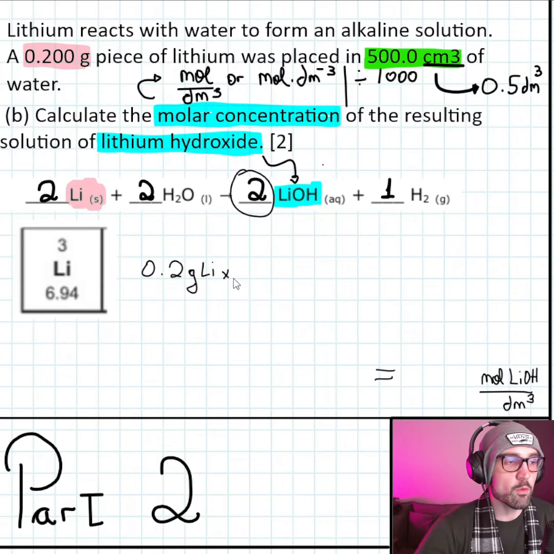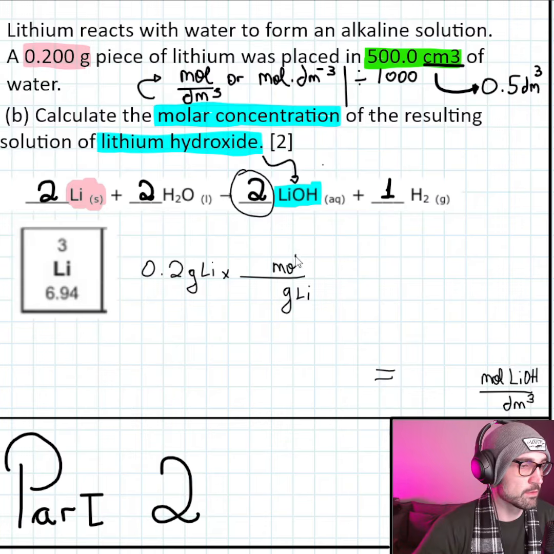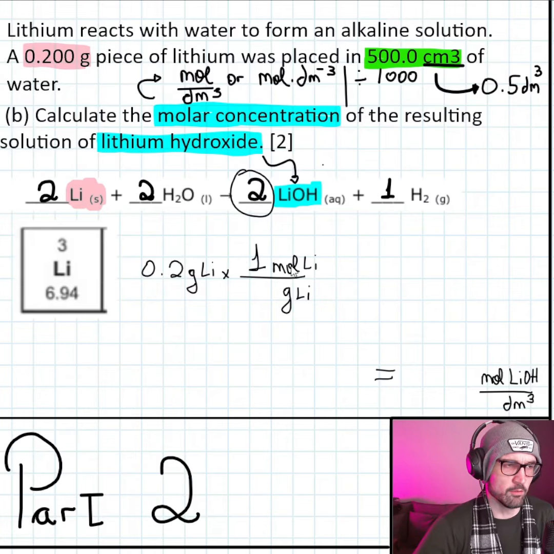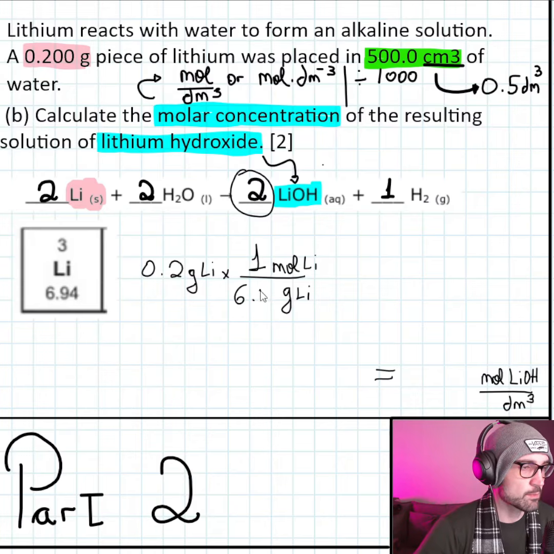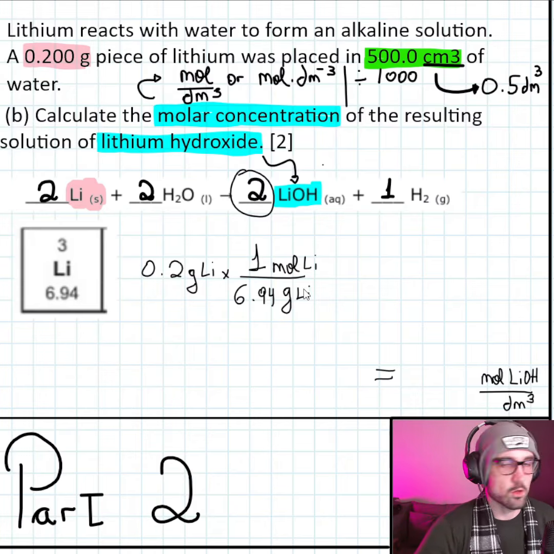So when you start with grams, and if you have the molar mass, you can convert it to moles. Put grams of lithium in the denominator and then put moles of lithium in the numerator. This is the inverse of the molar mass. 1 mole of lithium over 6.94 grams of lithium. So we can cross out grams of lithium with grams of lithium. Now I'm left with moles of lithium.